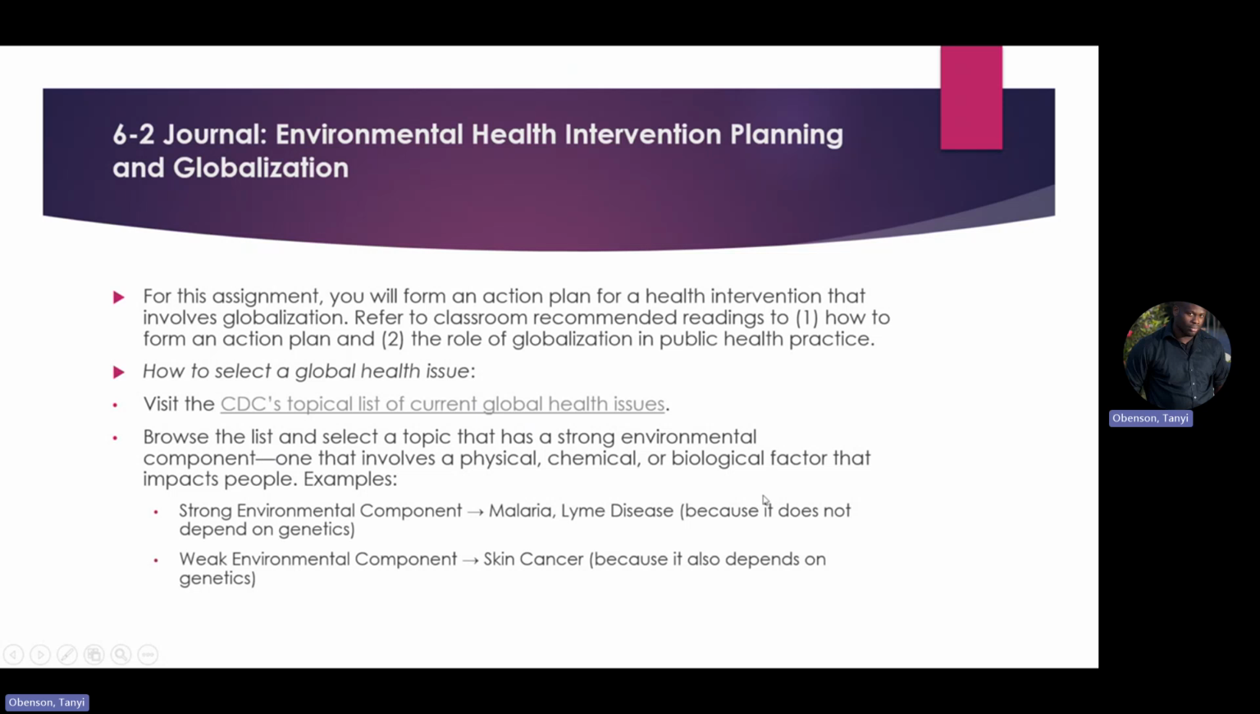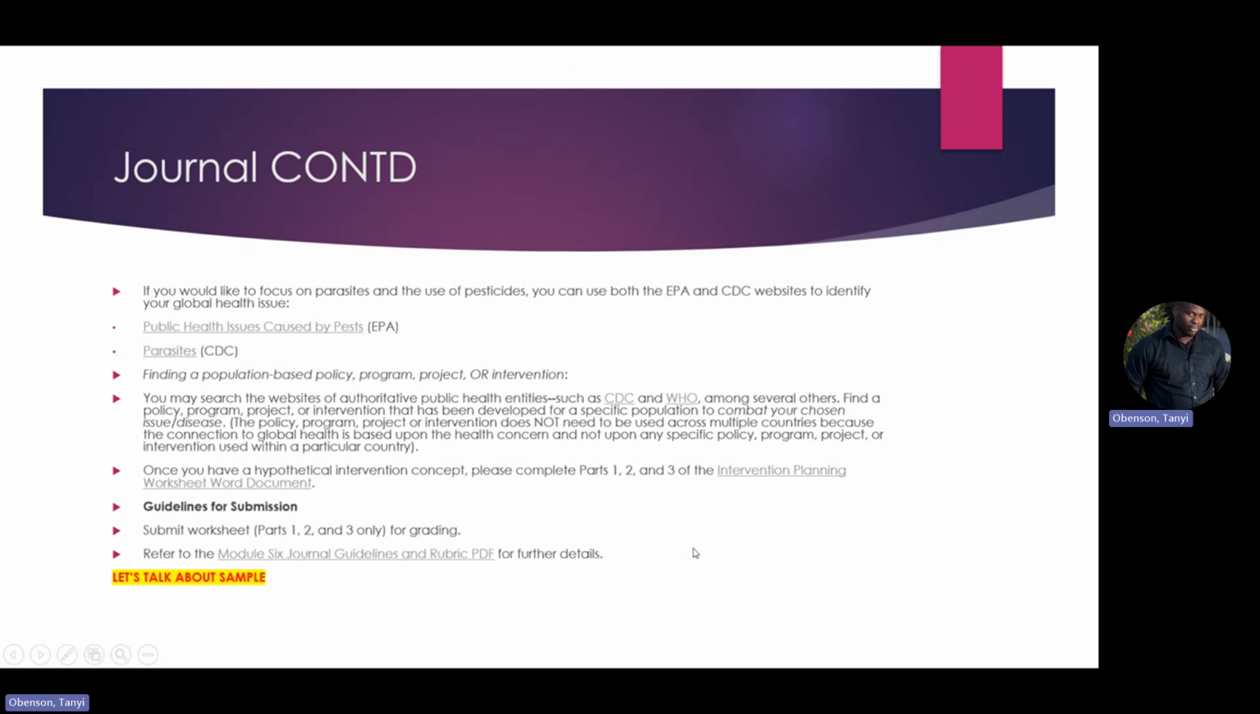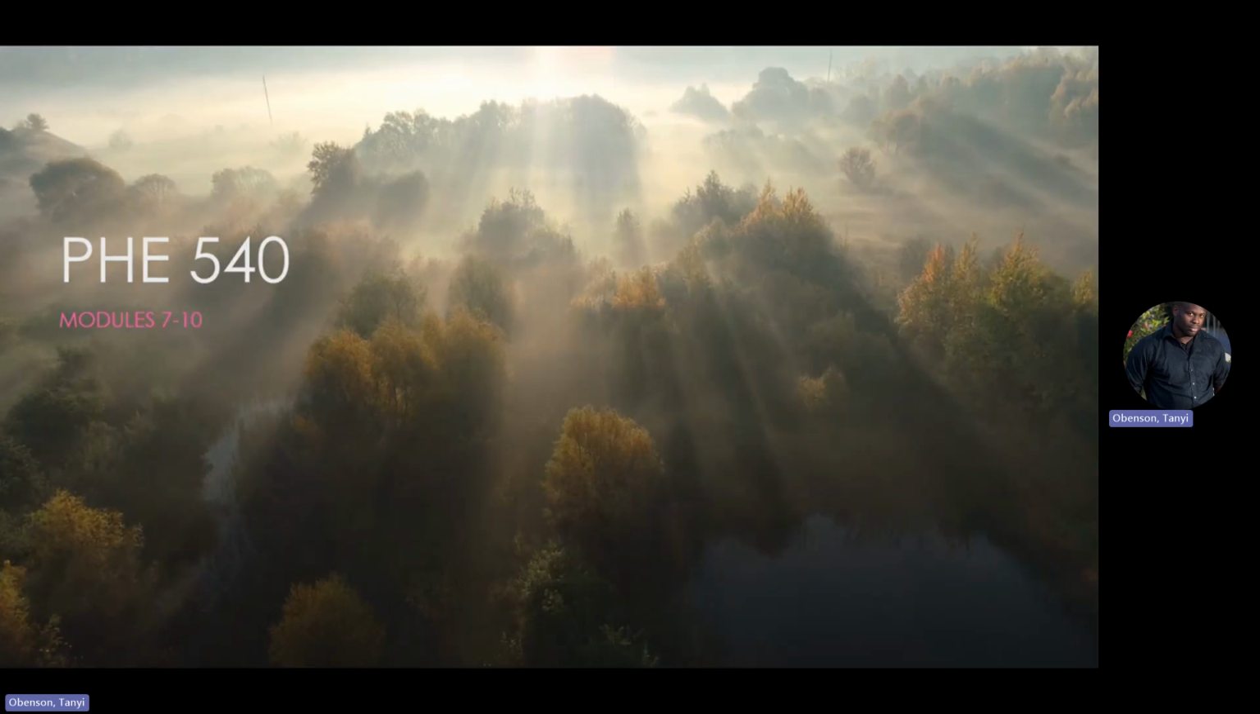So malaria and Lyme disease are good examples. Skin cancer is not a good example. If you'd like to focus on parasites and the use of pesticides, you can use the EPA and CDC websites as well. And these are just the links here for those. You may search the websites of authoritative public health entities, so the CDC and the WHO, among several others, and find a policy, program, project, or intervention that has been developed for a specific population. Again, if you need samples of what the work should look like, feel free to reach out to me and I'll be more than happy to assist.